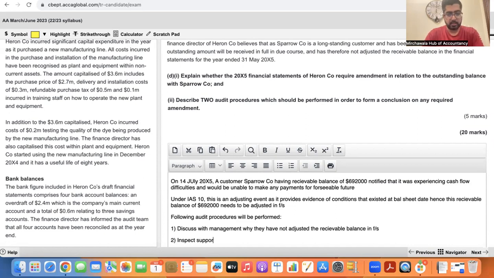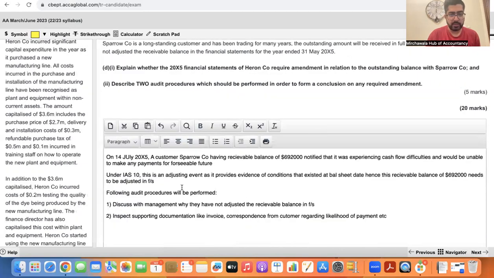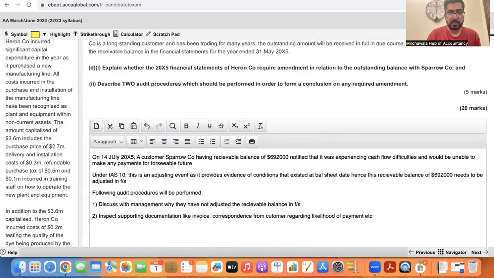Inspect supporting documentation like invoices and correspondence from the customer regarding the likelihood of payment. Okay, and you were required to take expert legal advice. You can write this as well. Now here this question has ended because you were only asked whether the FS need amendment and the audit procedures.